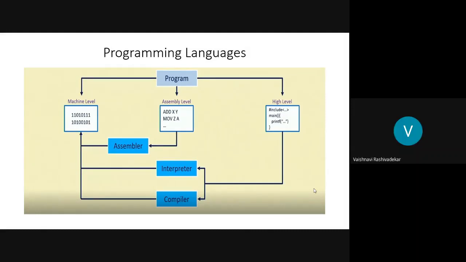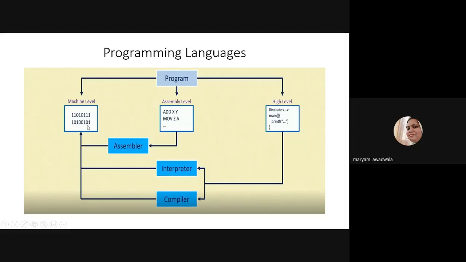Next, we are going to discuss the programming language concept. If you want to write any program, what is a program? Program is nothing but a set of instructions to perform anything with the computer. Broadly, any program is divided into three categories. The first one is machine language programming, the second one is assembly level programming, and the third one is high level programming.